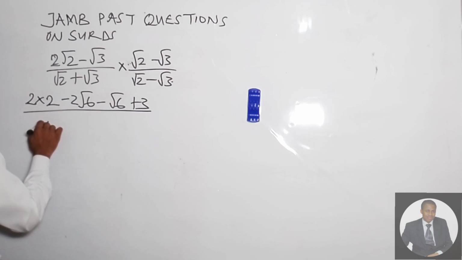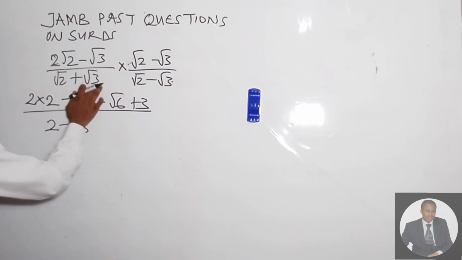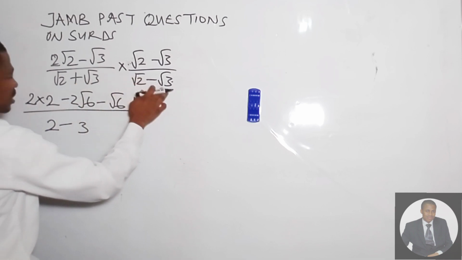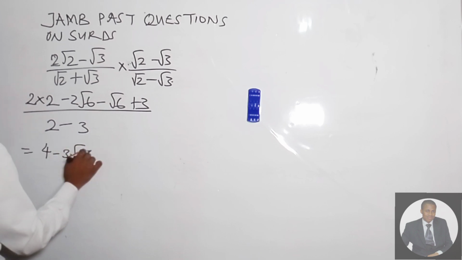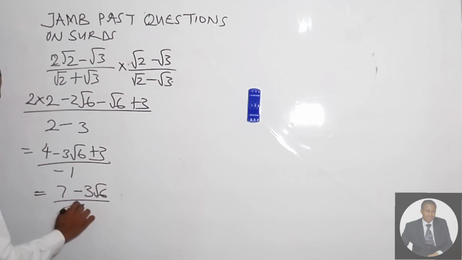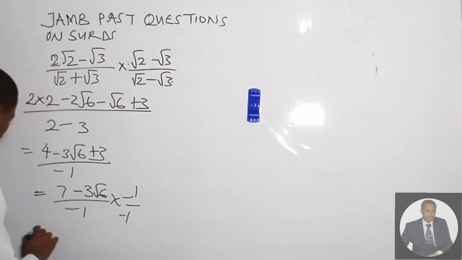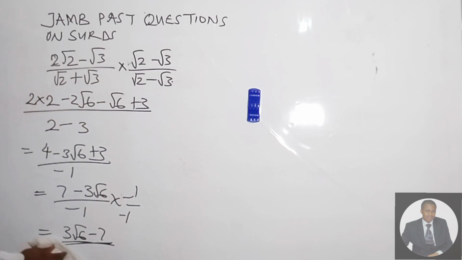Over the denominator, root 2 times root 2, that's 2, minus 3, because root 3 times minus root 3, that's 3. So what do we have? We have 4 minus 3 root 6 plus 3 over minus 1. And that gives us 7 minus 3 root 6 over minus 1. When we multiply both sides by minus 1, we have 3 root 6 minus 7 as our answer here.